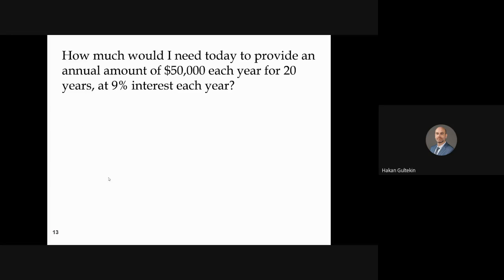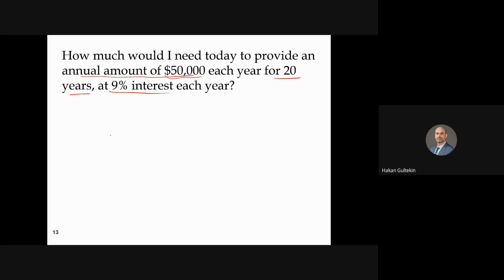Another question: how much would I need today to provide an annual amount of 50,000 each year for 20 years at 9% interest? First thing, sketch the cash flow diagram. Second thing, write the formula using either the interest formula or the factor. The third thing, calculate what is asked.